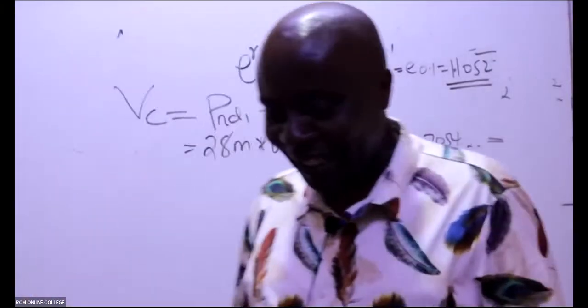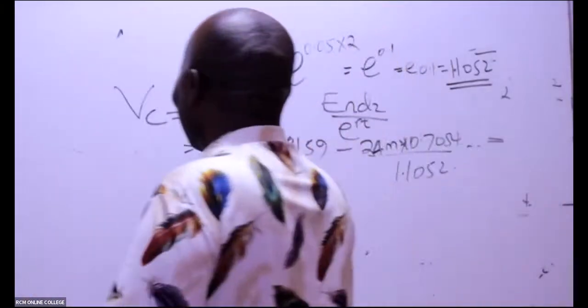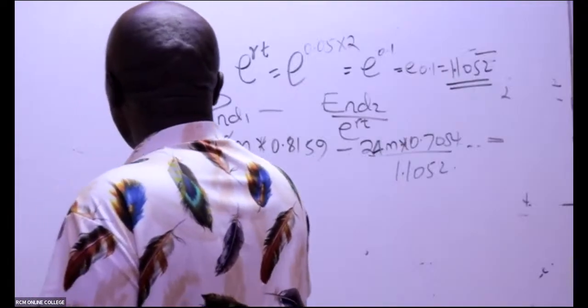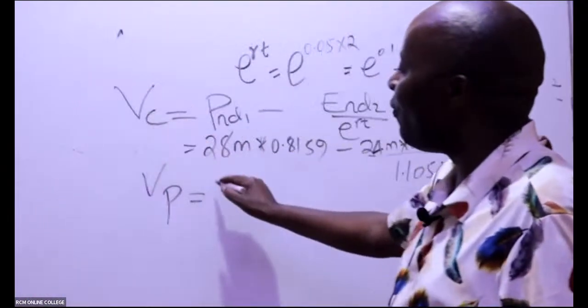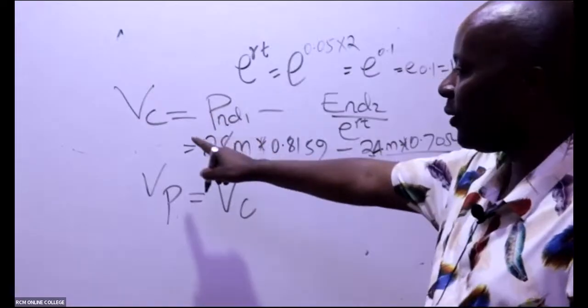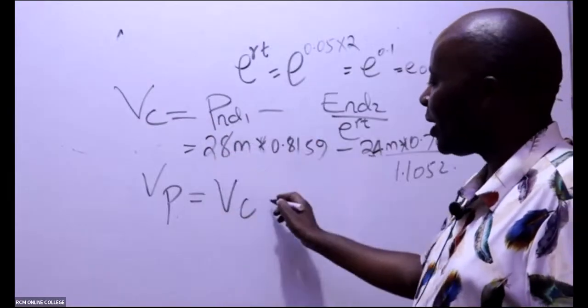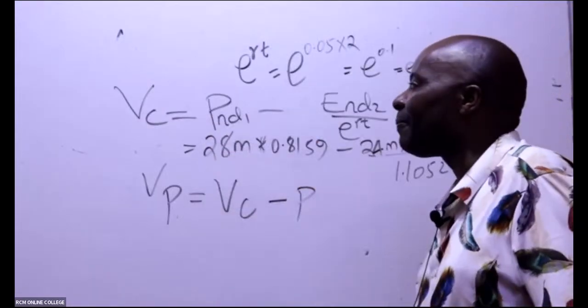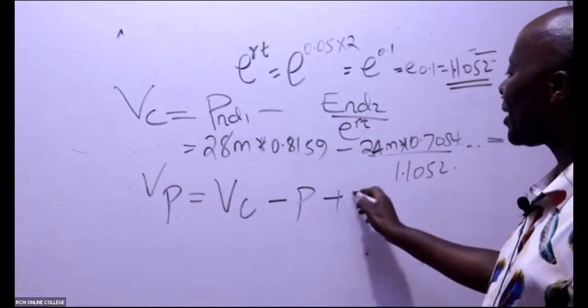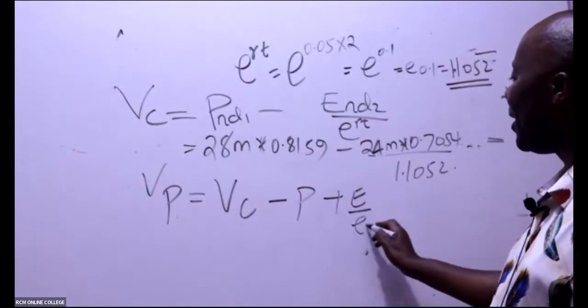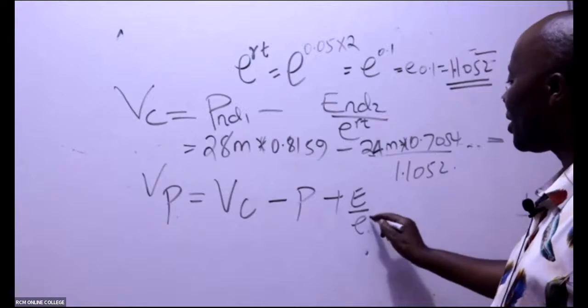But just in the case for that student who wants an award, is there somebody who knows how to get the value of a put? So the value of a put will be the value of what here? Somebody, the call. And then you take this to the other side, minus, in this case here, the P, plus the exercise price divided by e raised to rt.